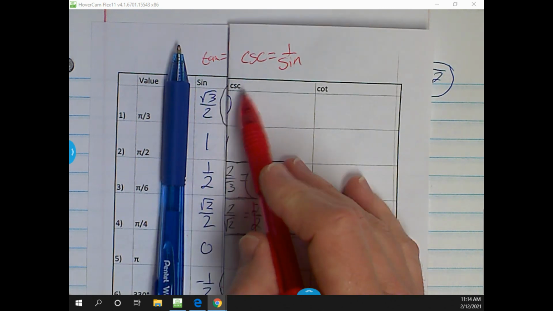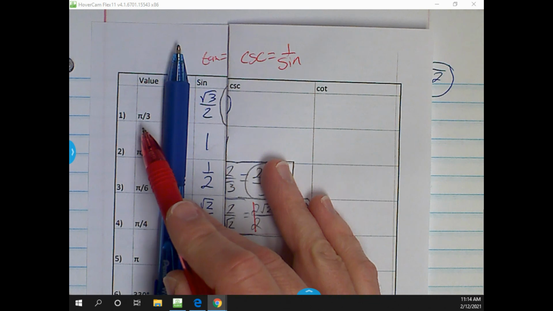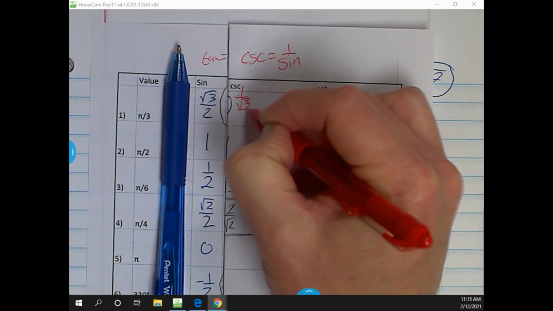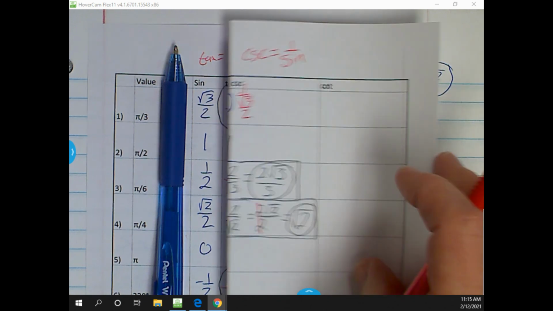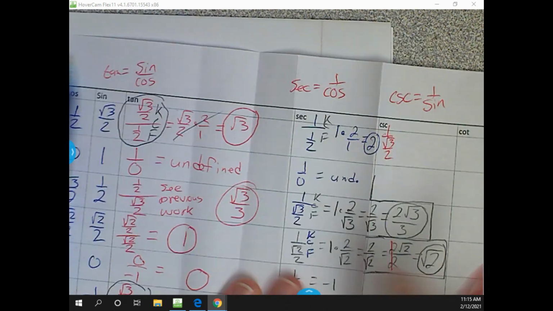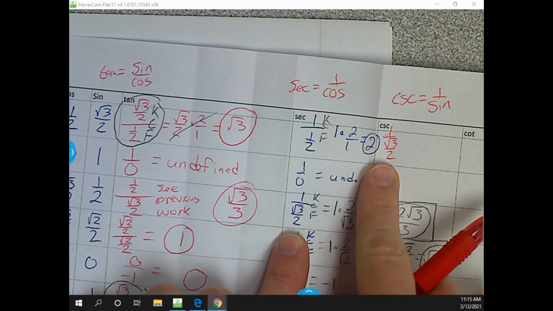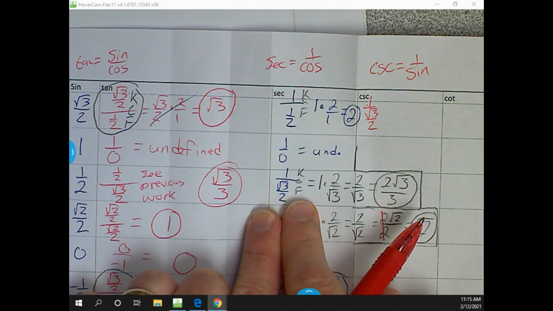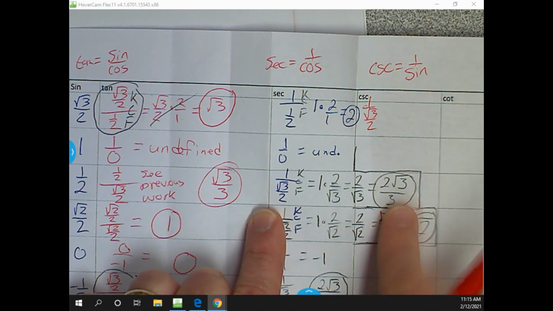If they ask you for the cosecant of pi over 3, well, that's going to be 1 over square root of 3 over 2. But if you look at that one, we've got it right here, right? Because we just did it back here for this problem back in secant. We don't have to reinvent the wheel. We already know this answer is 2 square root of 3 over 3.